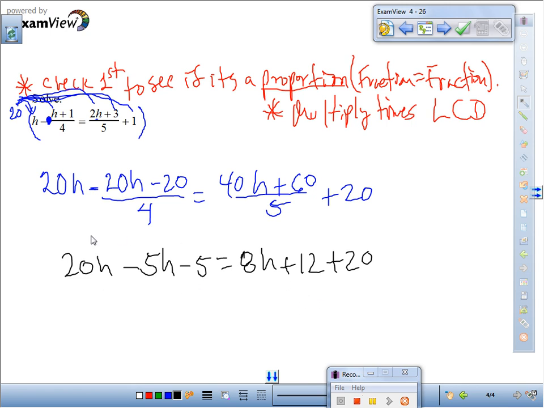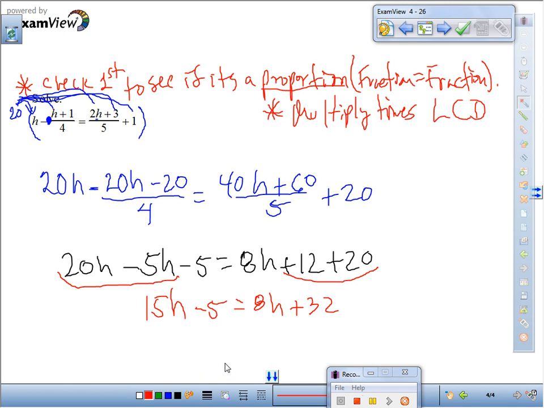Let's start with this side. Can I combine like terms? Yes, we can combine these right here. What do we have left? 15h, bring the negative 5 down, equals. Can we combine anything over here? Yes, the 12 and the 20, that becomes plus 32. Bring the 8h down.